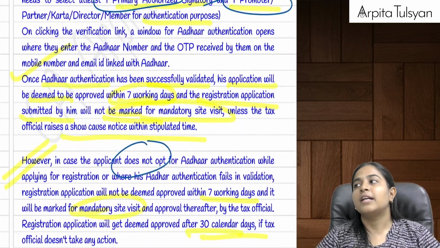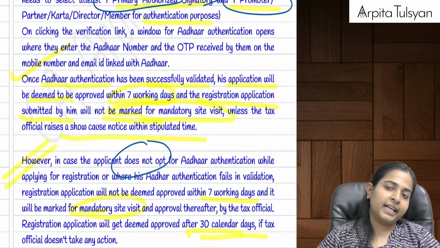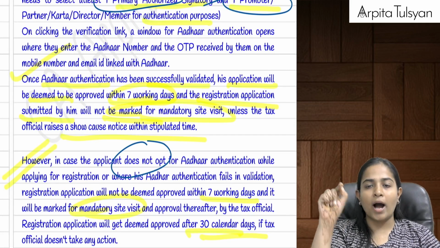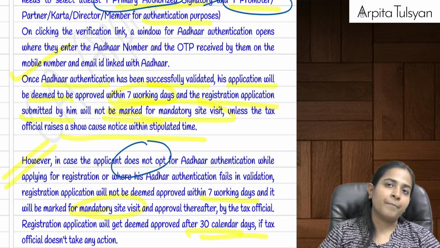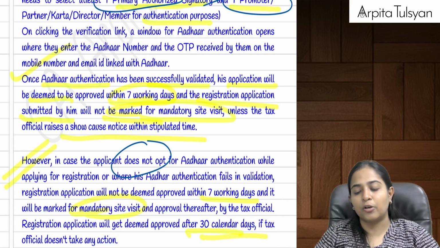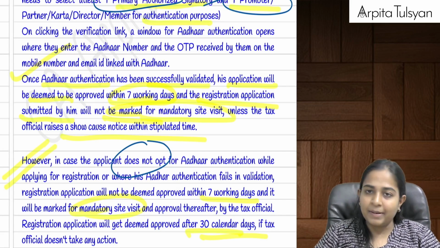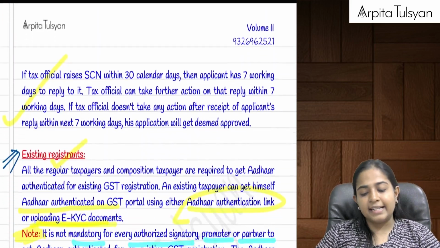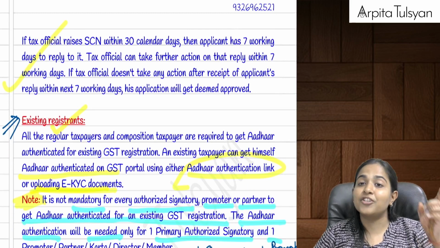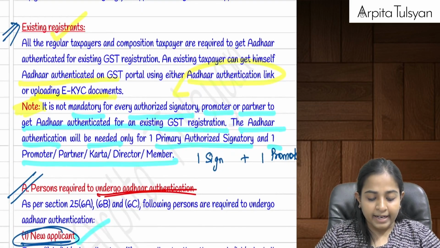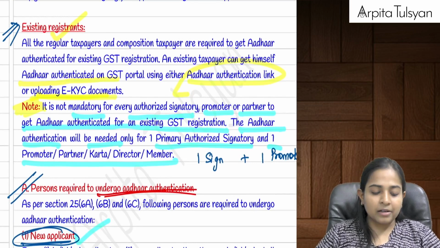What if that person does not opt for Aadhaar authentication? If he says no, I don't want to go for Aadhaar authentication, if it ticks no for Aadhaar authentication, then in such a case, his application will be directly marked for site verification, and his registration will be deemed to be granted after a period of 30 days, right? Acha, now similar way.